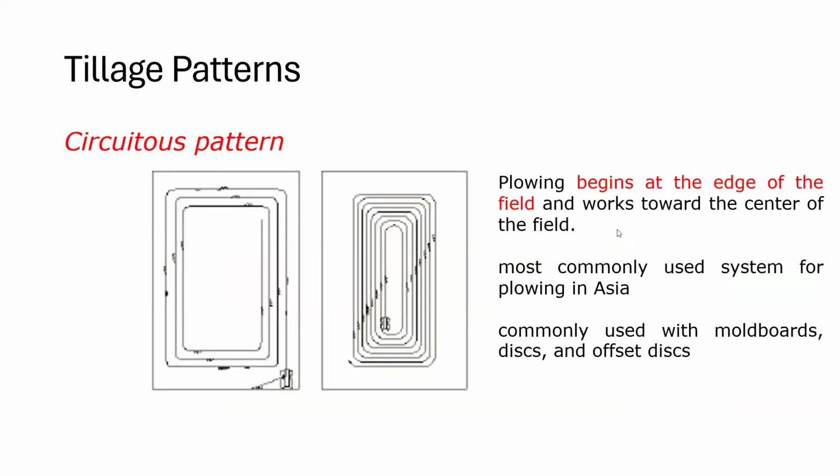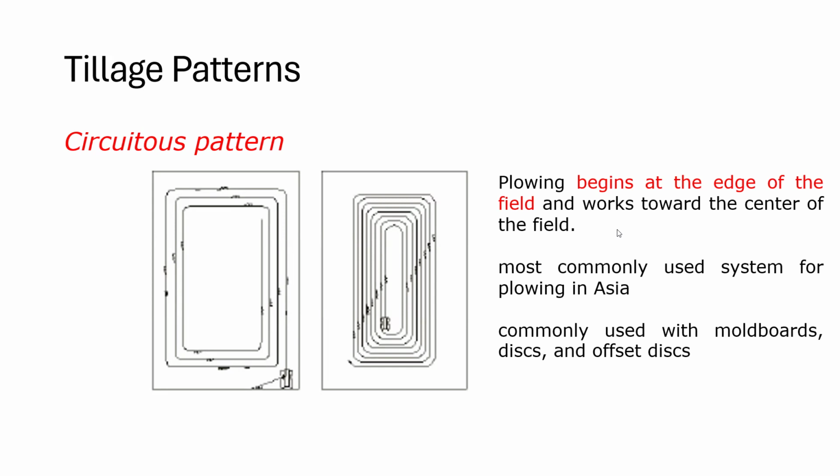We have here the different tillage patterns. So tillage patterns, kapag sinabi natin tillage patterns, we're talking about the direction in plowing and harrowing. So dapat natin i-consider yung direction para ma-reduce natin yung overall cost of the farm operation, mainly in land preparation. So we have here different types of tillage patterns. Una dyan si circuitous pattern.